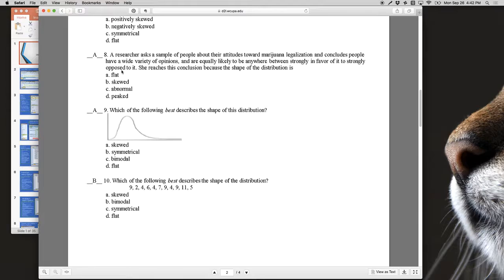It would not be abnormal because that's just really not real. It's just kind of a fake answer. And it's not peaked because you have people all over. So it leaves flat as the only option. Does that make sense?